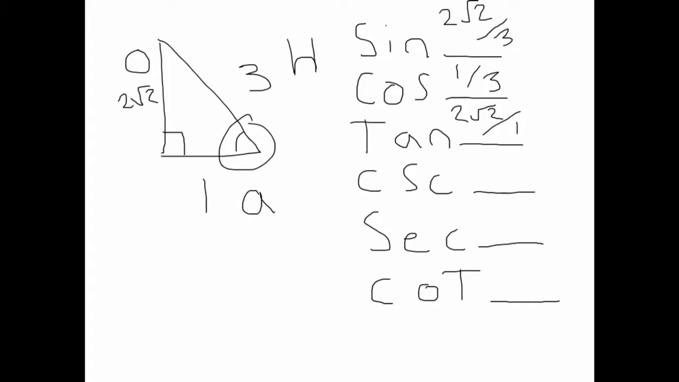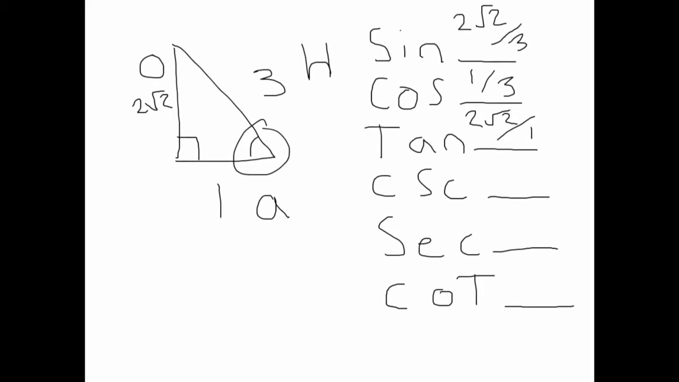So for these next 3, they're basically just the reciprocals of the top ones. So cosecant is the reciprocal of sine, so that would be hypotenuse over opposite, which would be 3 over 2 square root 2. And the same thing for secant, which is the reciprocal of cosine, which would be 3 over 1. And cotangent is the reciprocal of tangent, which would be 1 over 2 square root 2. And that is how you evaluate all 6 trig functions.